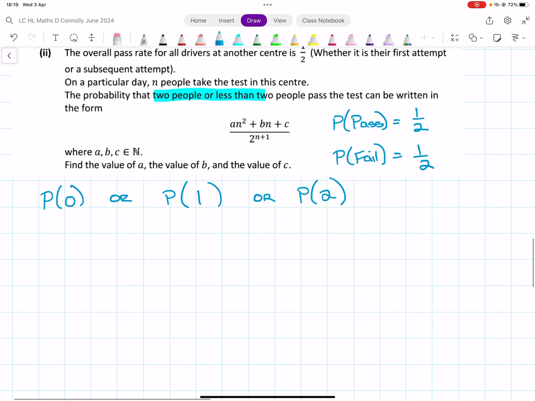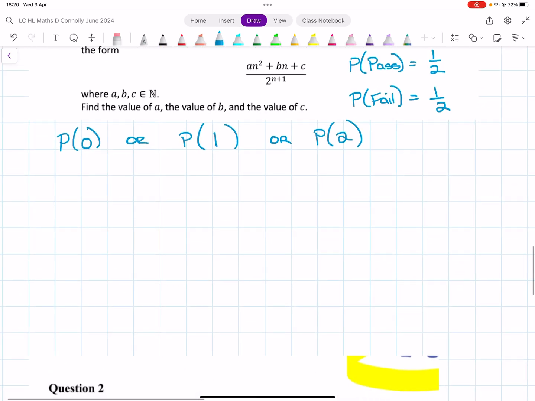Okay, so on a particular day, n people take their test. So that's our total number of people. So it's going to be n choose 0. We want no people to pass. The probability of passing is a half, and we want no people to pass. The probability of failing is a half, and we have to do all of the people minus no one. Yeah, if, say, 10 people took it and, I don't know, 6 passed, you do 10 minus 6. So anybody who doesn't pass fails. But again, we don't know that.